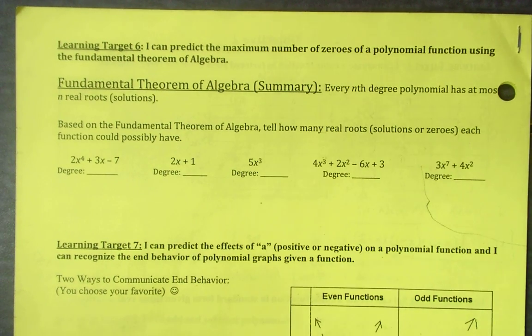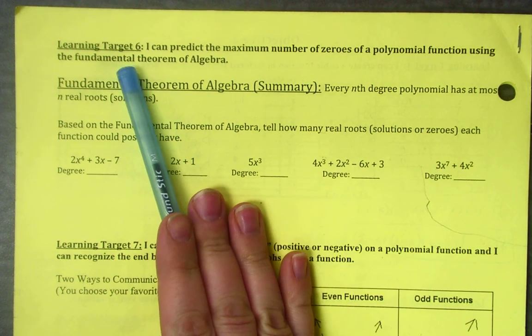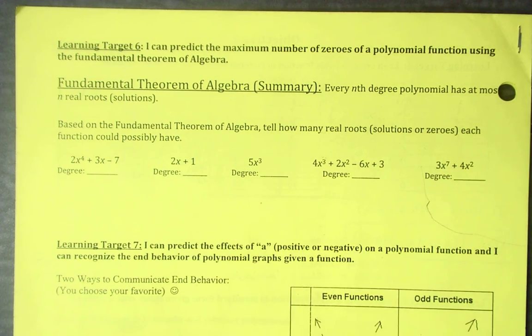So right now, we're going to talk about the fundamental theorem of algebra, which is learning target 6. It says, I can predict the maximum number of zeros of a polynomial function using the fundamental theorem of algebra.